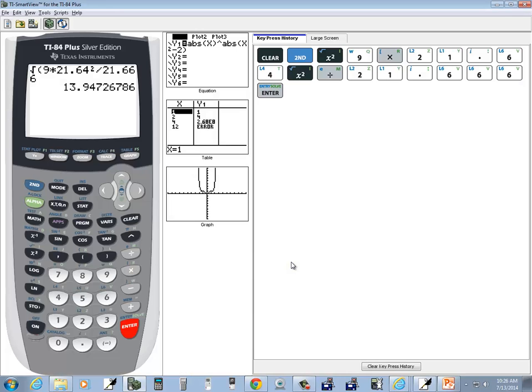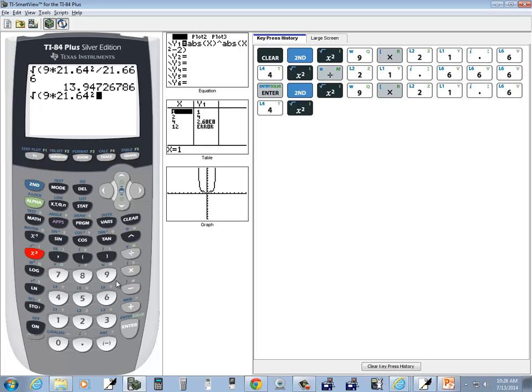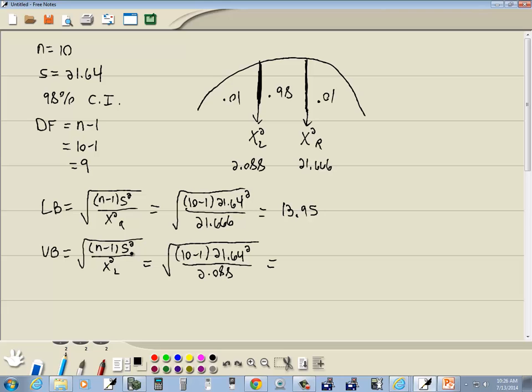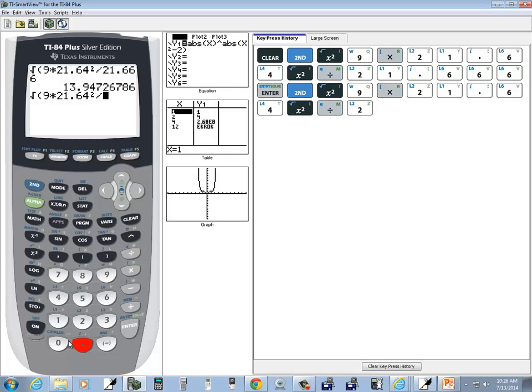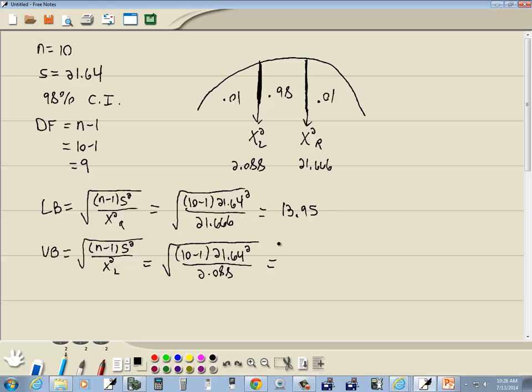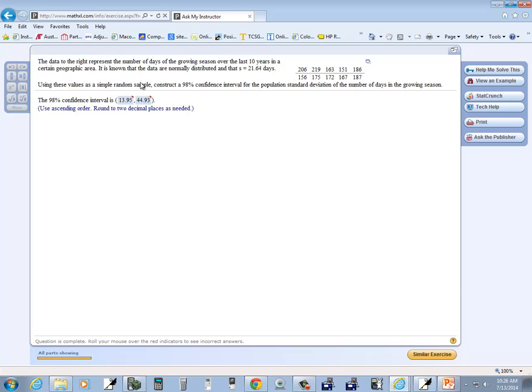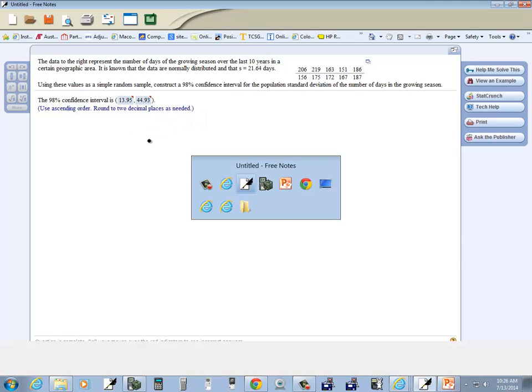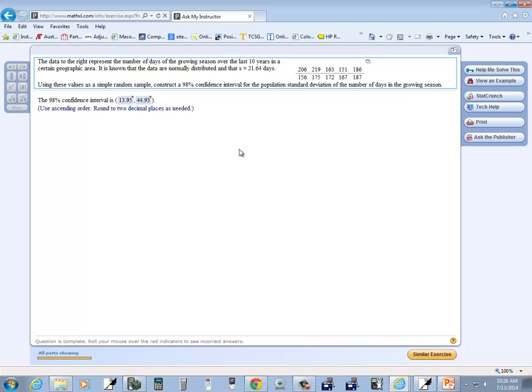Now, the other one. Now I'm going to do second x squared. You could also do second enter and change to whatever values, but I'll type it in again. Times 21.64 squared divided by 2.088. And that gives us 44.93. And that's where they get those values there. So that's how you'd work a confidence interval for the population standard deviation problem.